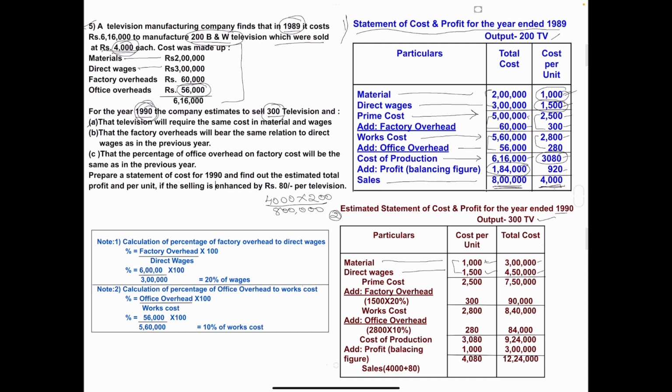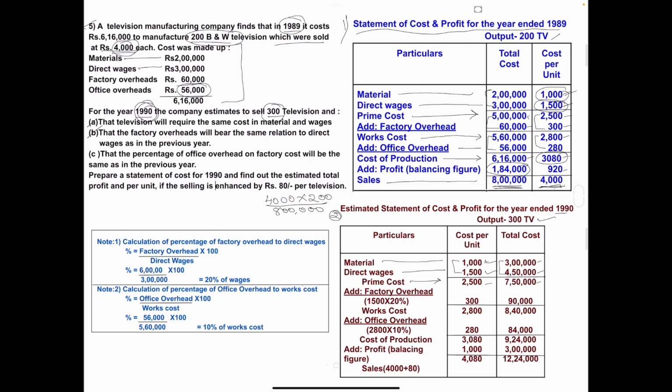Add these two, 1000 plus 1500, total 2500. Total cost: 3 lakh plus 4,50,000, total is 7,50,000. This is called prime cost. Next, add factory overhead. We'll read point B.